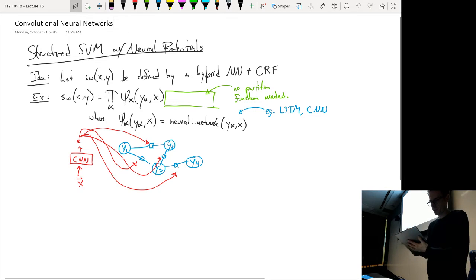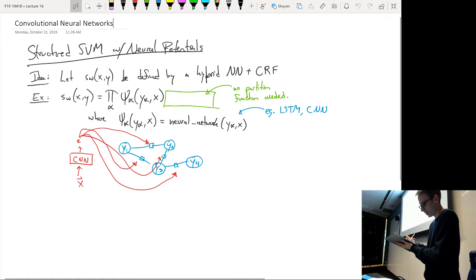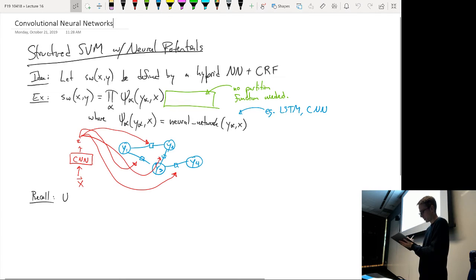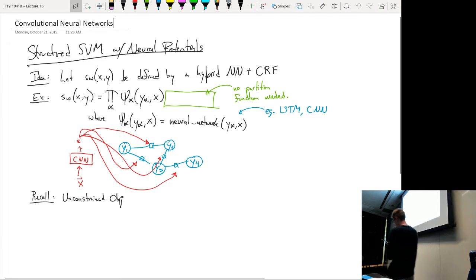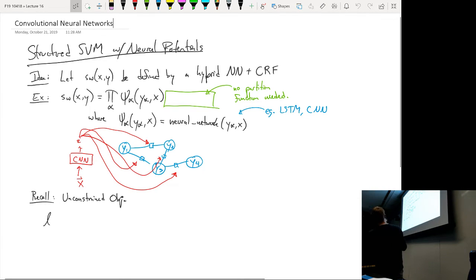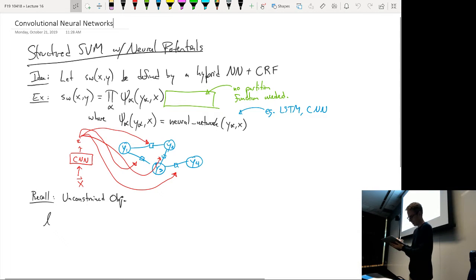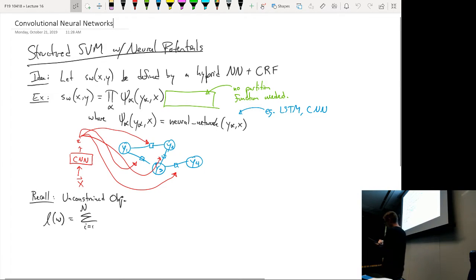So now recall that for structured SVM, the unconstrained objective that we had come up with last time looked something like this. So we said we're going to have some L of W that we're trying to minimize, which is a sum from i equals 1 to n of a bunch of little terms Li of W. Now I'm going to write this a little bit differently than what we saw before.